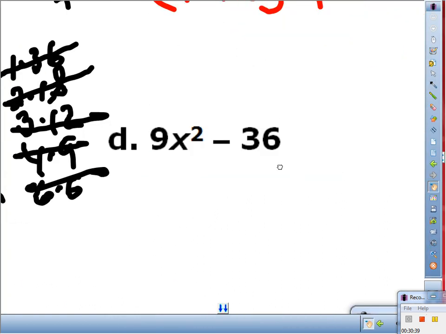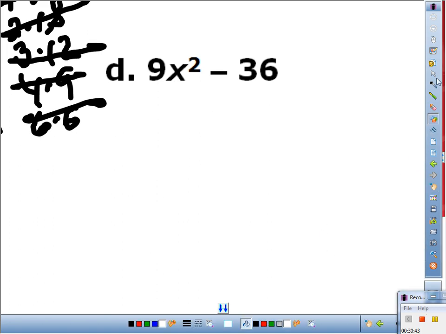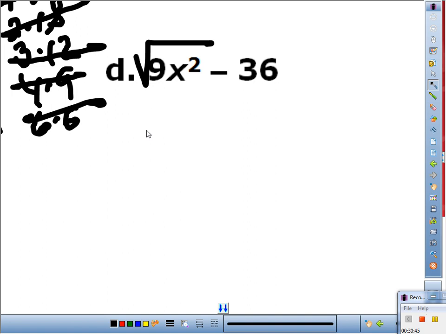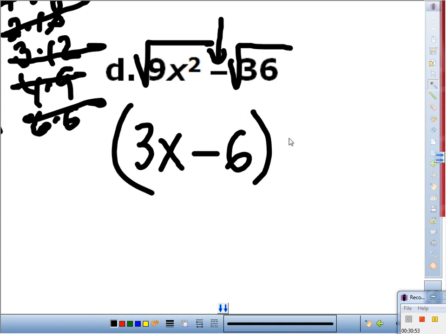And the last one. Let's see. Angie, what can we do with this one? Square root of the first, 3x. Square root of the last, 6. Is this a difference of squares? So this is 3x minus 6 and 3x plus 6.